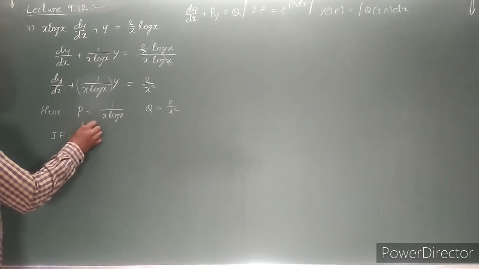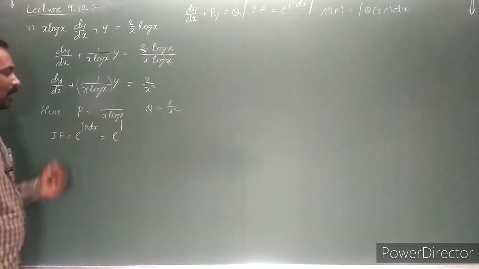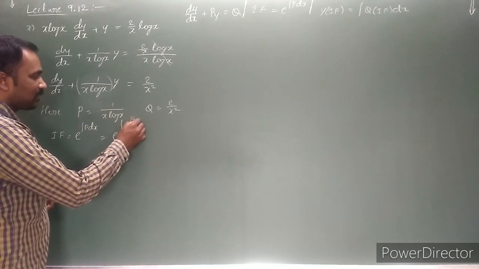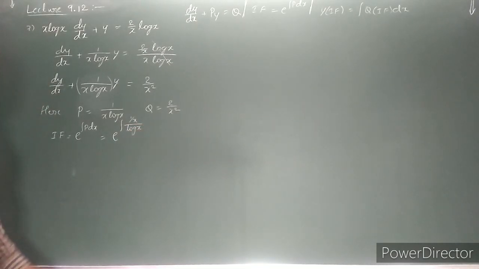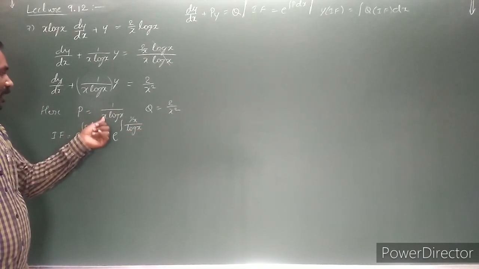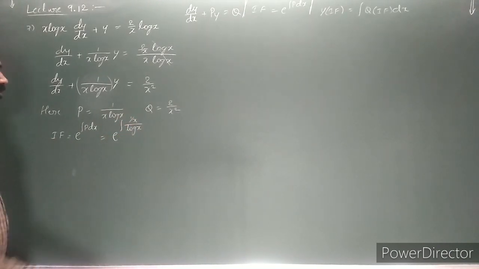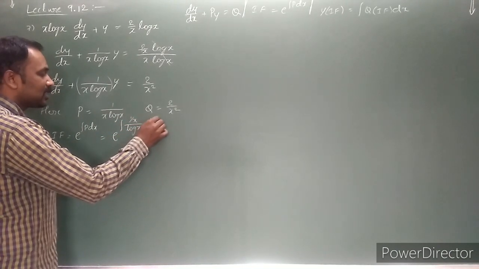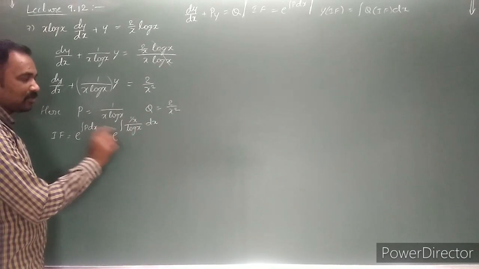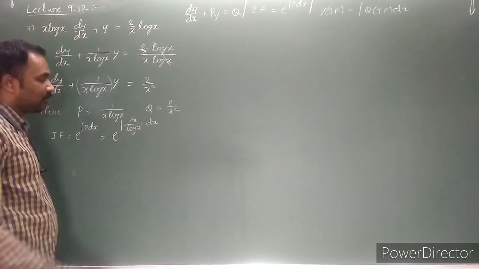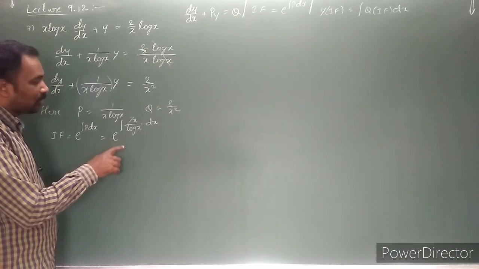e power integration of P dx is equal to e power integration of, so I rewrite the P value: 1 divided by x, whole thing divided by log x. Once again you need to write this: 1/x in the numerator, and the denominator will be the previous result, into dx. Why is this written in that form? Because observe that here it is f dash of x divided by f of x. Because we need to integrate this one.